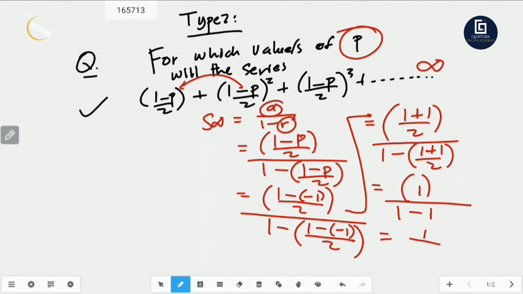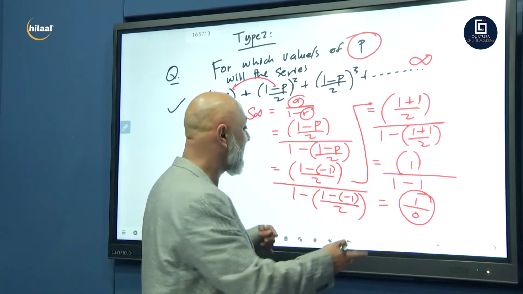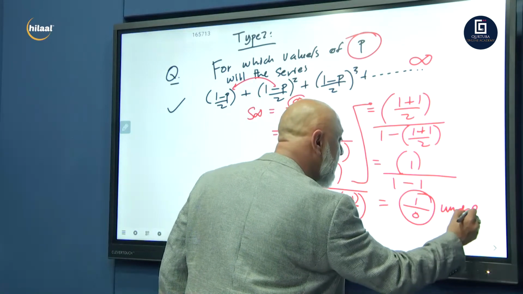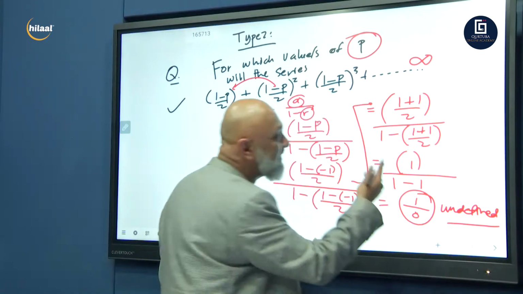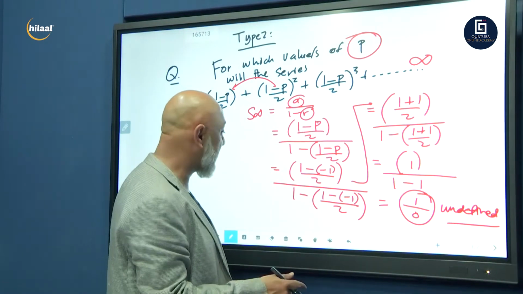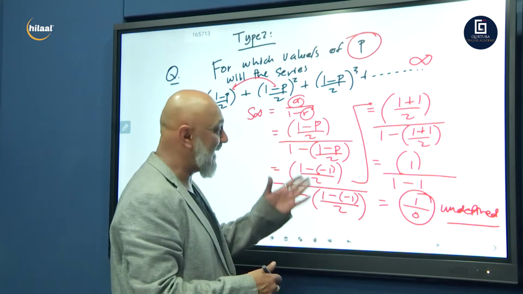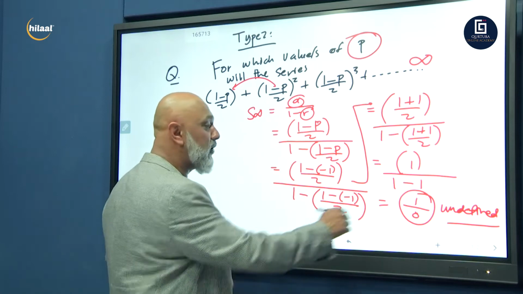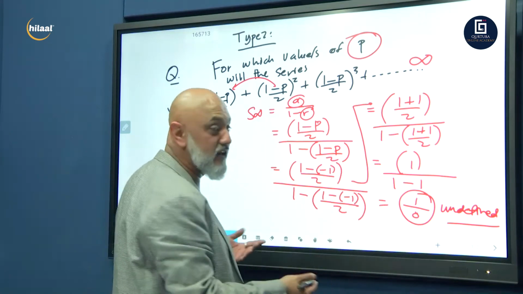1 over 1 minus 1 is 1 over 0. And we know that this is undefined. Therefore, P cannot equal -1. You can't have 0 in the denominator of a fraction, so it becomes undefined. Guys, I've checked this like 10 times to check whether my algebra was correct, and it works out all the time that the denominator here is 0. So in this case, P cannot equal -1.